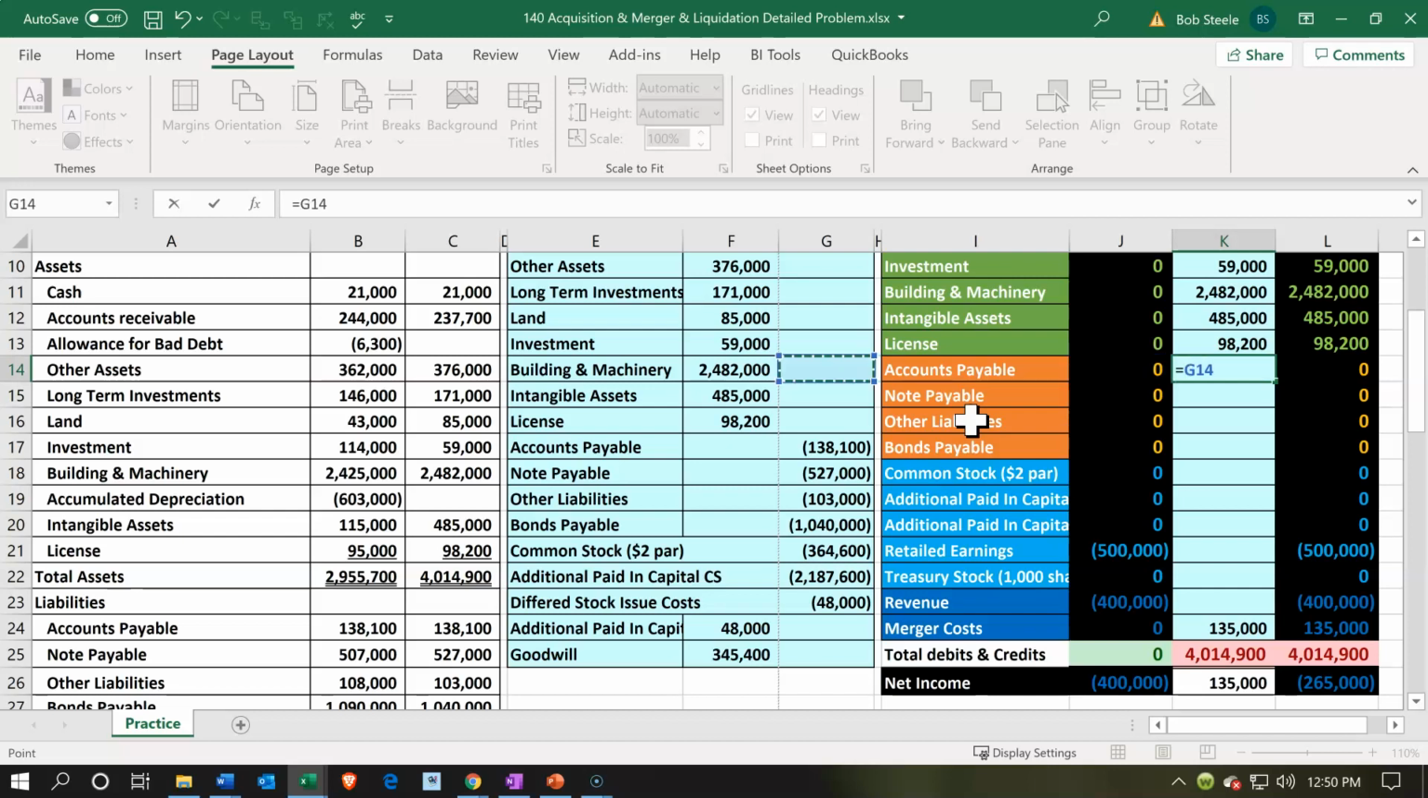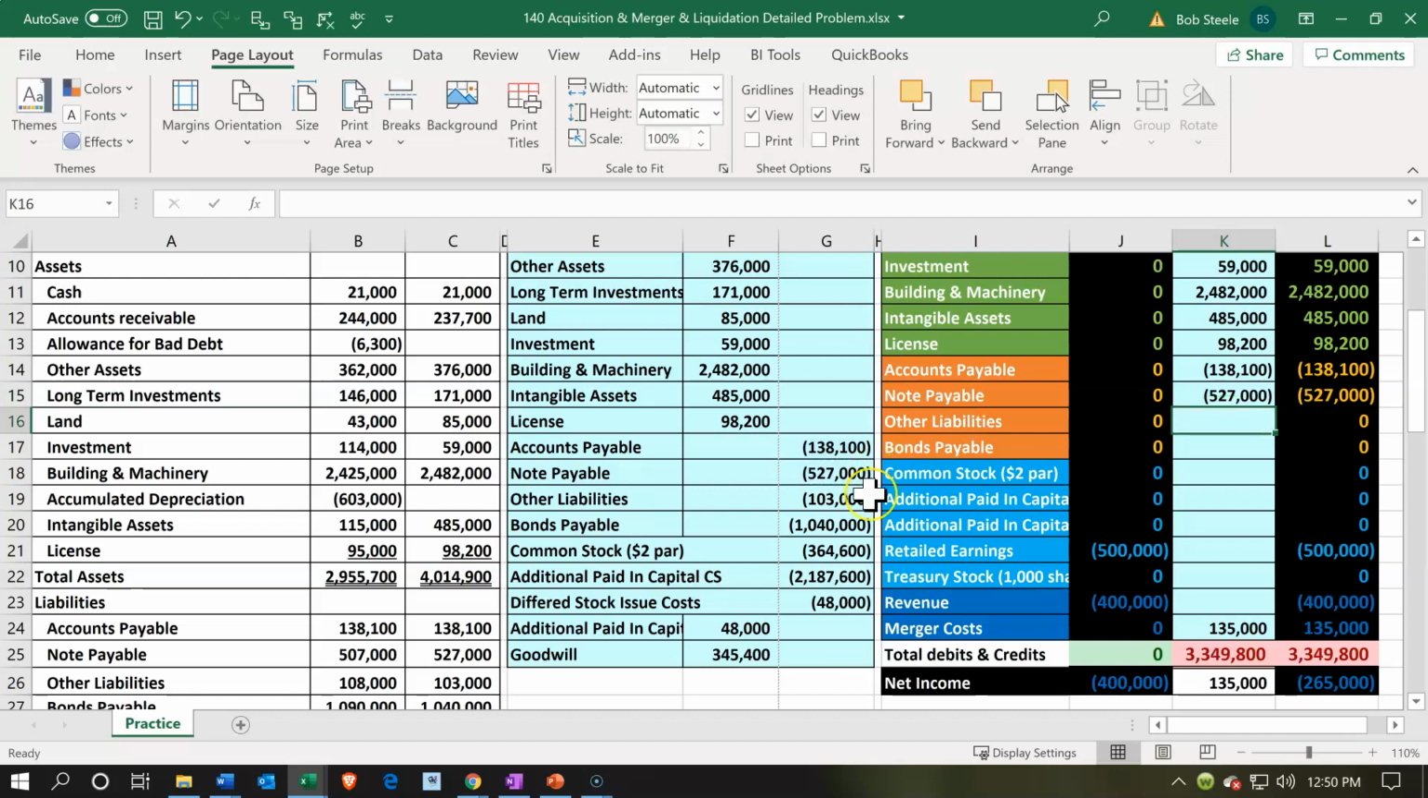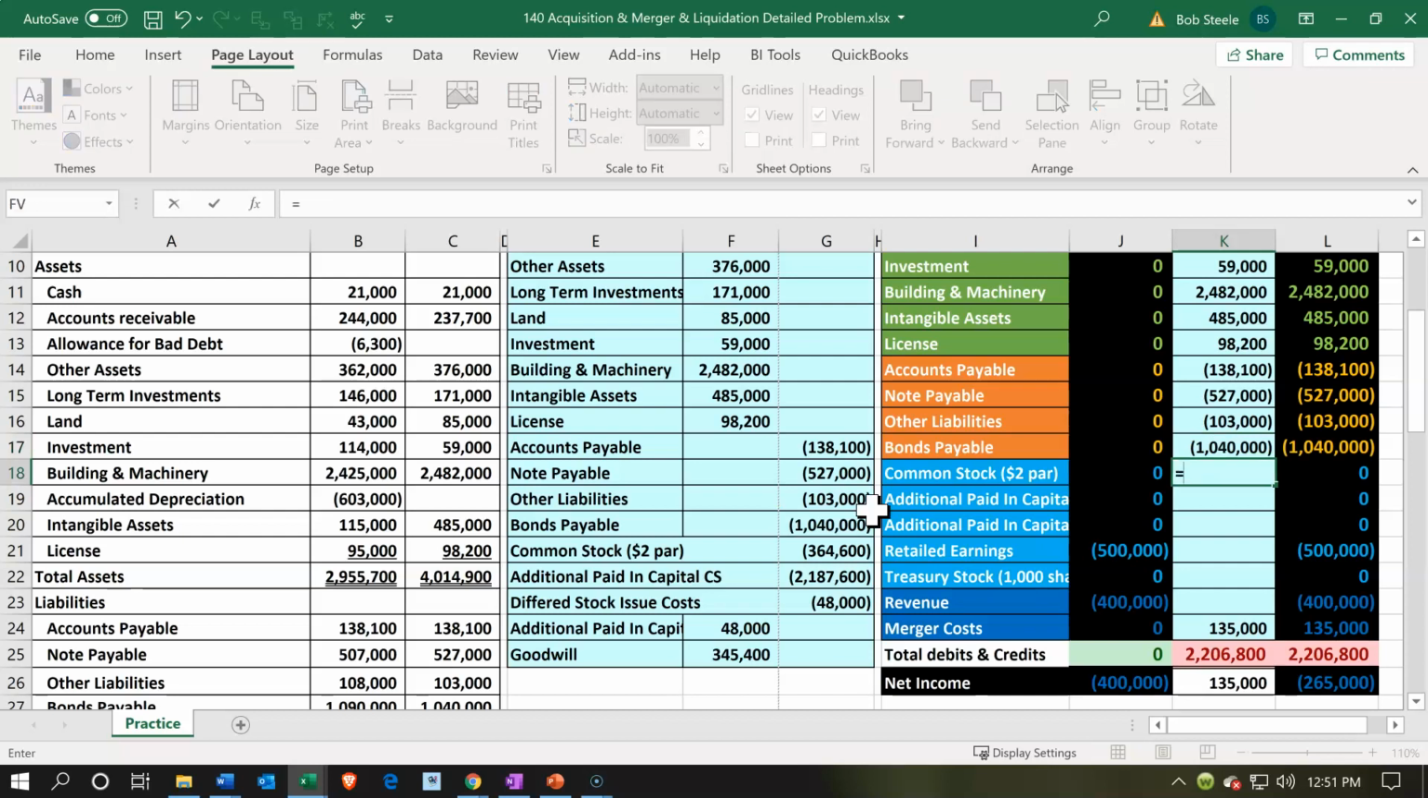So we're going to say accounts payable is a liability. Then we have the notes payable here. Oh, that's the wrong account. Notes payable is that one. And then we have the other liabilities. Then we've got the bonds payable. Let's pick up the bonds payable. All right. And then we've got the stock that's going to be issued. So the stock is issued at that. And then we have the additional paid in capital for it. So here's the additional paid in capital.